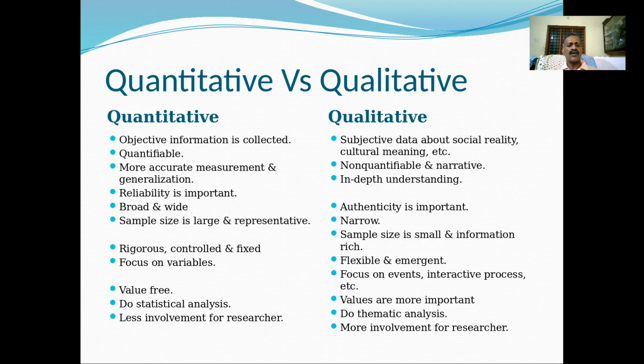Then quantitative study focuses on variables, because when we discussed the variables, we saw that there are numerous types of variables: dependent variables, independent variables. So many types of variables are there. So we focus on the variables and we try to find out the relationship between the variables in quantitative studies, and we even formulate hypotheses depending on the predicted relationship between the variables.